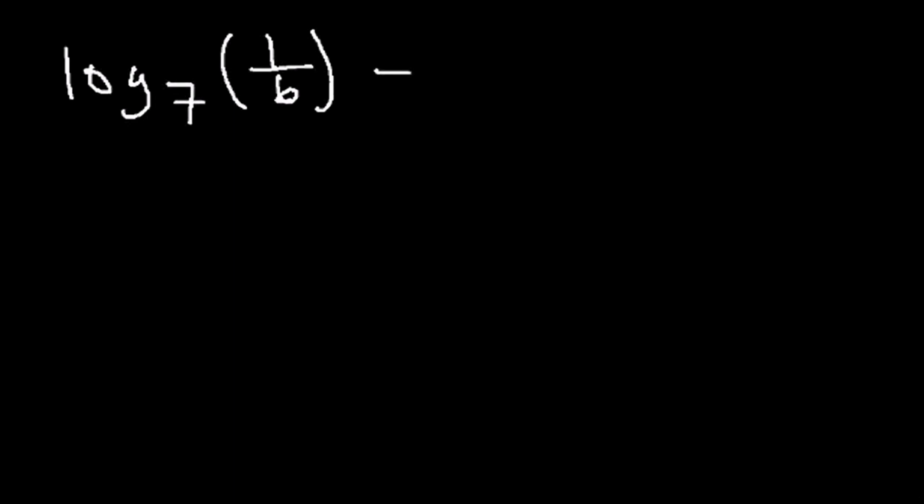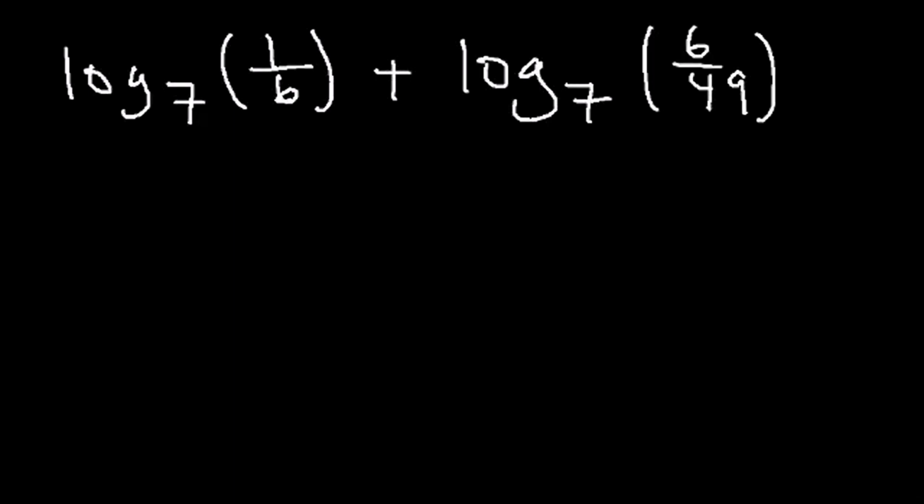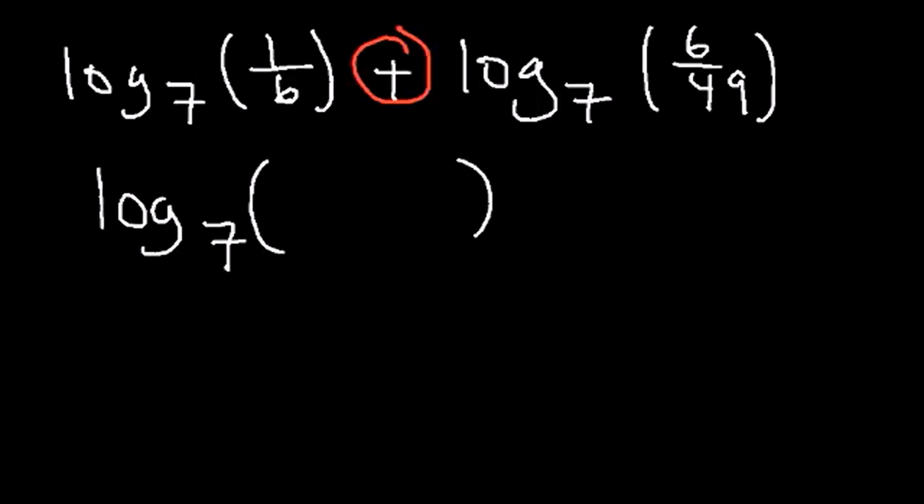Here's another one. Log base 7 of 1 over 6, plus log base 7 of 6 over 49. So what can we do in this particular problem? How can we solve it? Just like before, since we have two logs separated by an addition sign, we're going to combine it into a single log by multiplying what's on the inside. So it's 1 over 6 times 6 over 49.